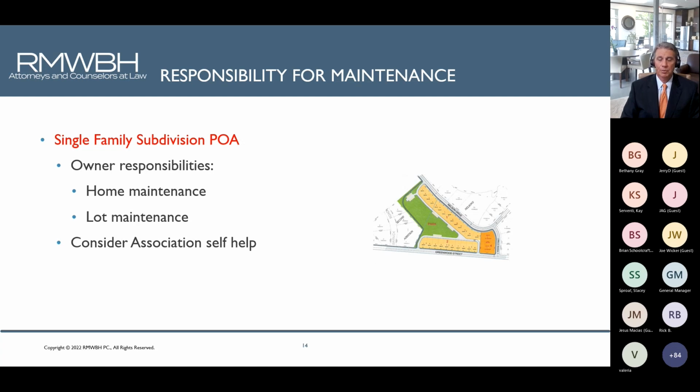What can an association do? Well, you consider self-help measures, basically force mows, that sort of thing. It really opens up a whole other webinar on making sure things are done right, that things are being documented properly, and that if you're going to charge back that owner for that self-help mechanism, that's being done right. But again, it's a whole other area that we could spend an entire hour on. We're not going to spend a day, but it is worth mentioning that it is an available remedy, depending on the governing documents, if it's allowed for.